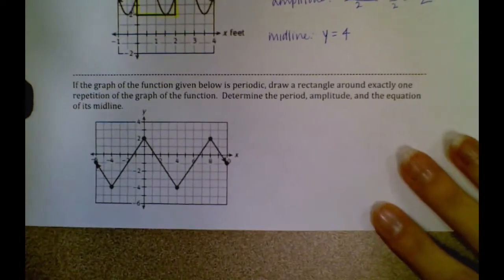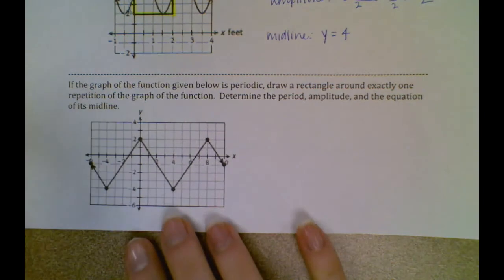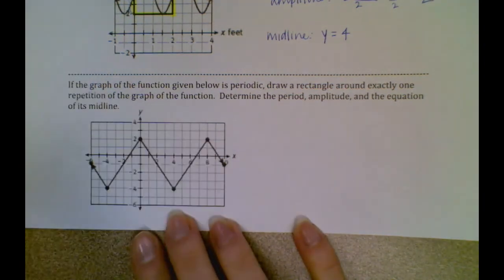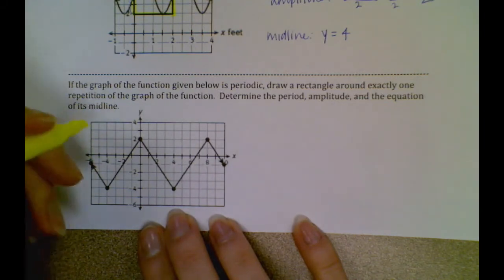So let's do another example. If the graph of the function given below is periodic, draw a rectangle around exactly one repetition of the graph of the function. Determine the period, amplitude, and the equation of its midline. So first, I'm going to determine if this function is periodic or not. Looking at it, it looks like it repeats itself very nicely, okay? And it says to draw a rectangle around exactly one repetition.